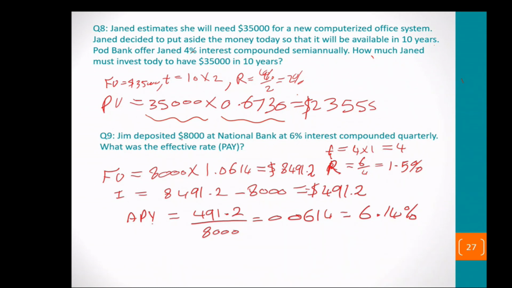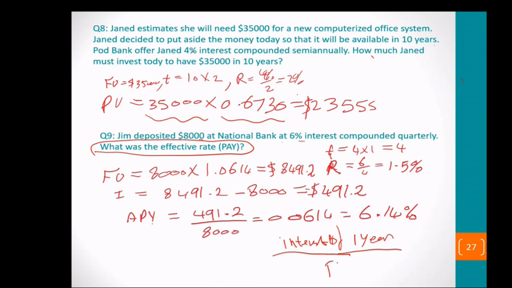Here, Jim deposits $8,000 at National Bank, 6% interest compounded quarterly. What was the effective rate? What is the effective rate? The APY. Simply, I need to find the interest of 1 year, divided by the initial value, the principal value, so the deposit value.